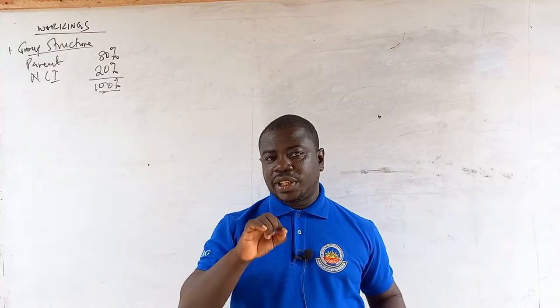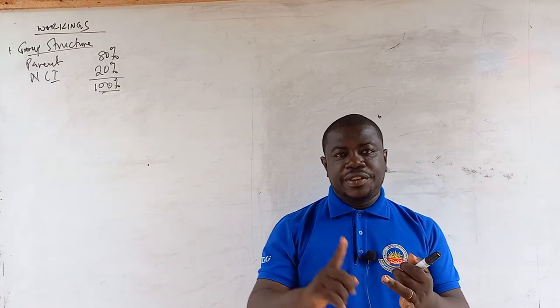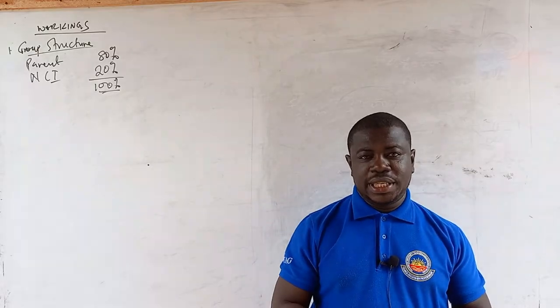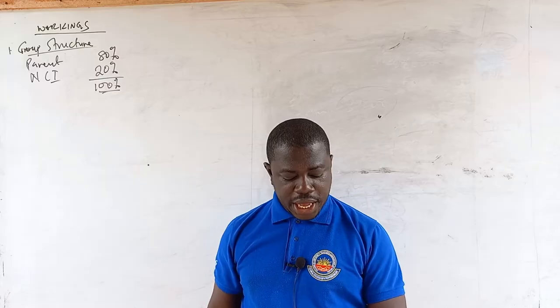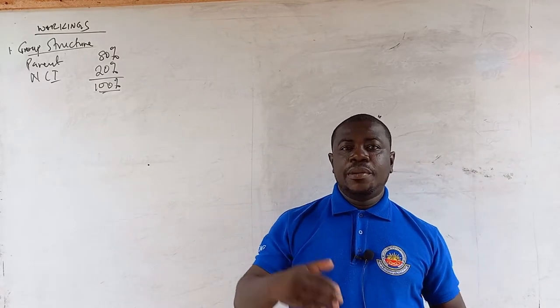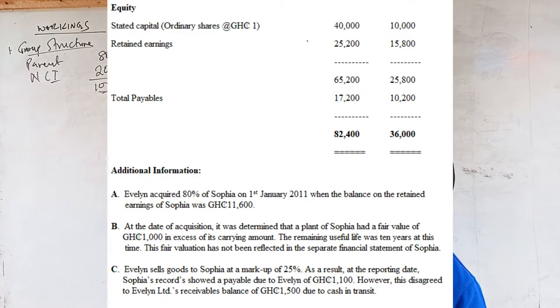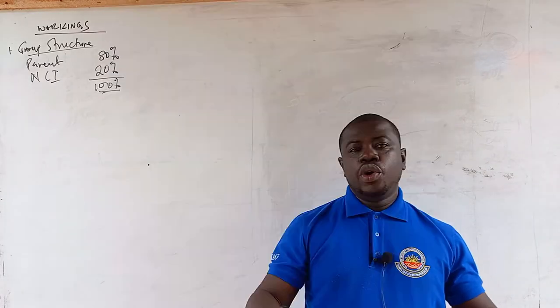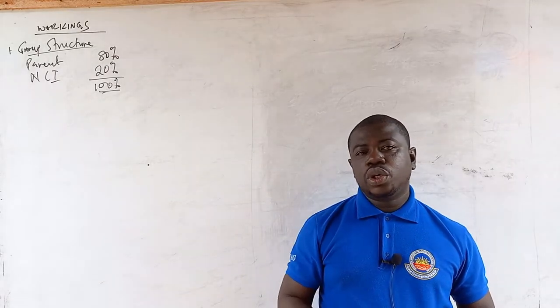We are consolidating on 31st December 2013, according to the question. So the whole of 2011, whole of 2012, and the whole of 2013. So this is 3 years since acquisition. And at the date of acquisition, it was 11,600 pre-acquisition retained earnings. Okay, so on the statement of financial position, the retained earnings of Sophia, the subsidiary, is 15,800. So there have been post-acquisition retained earnings, which we should look at.